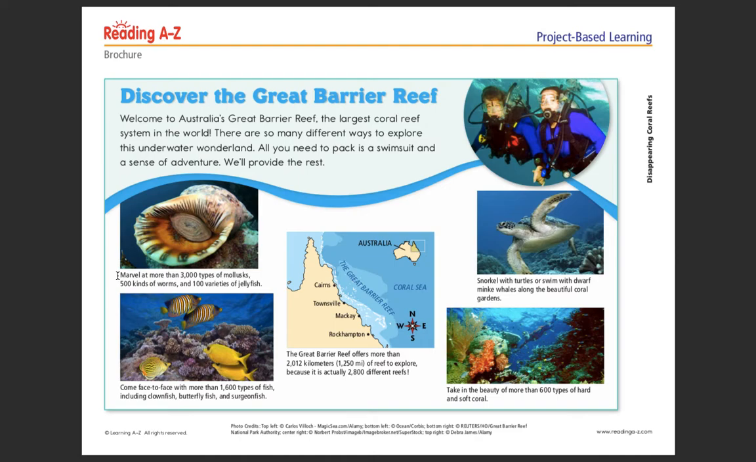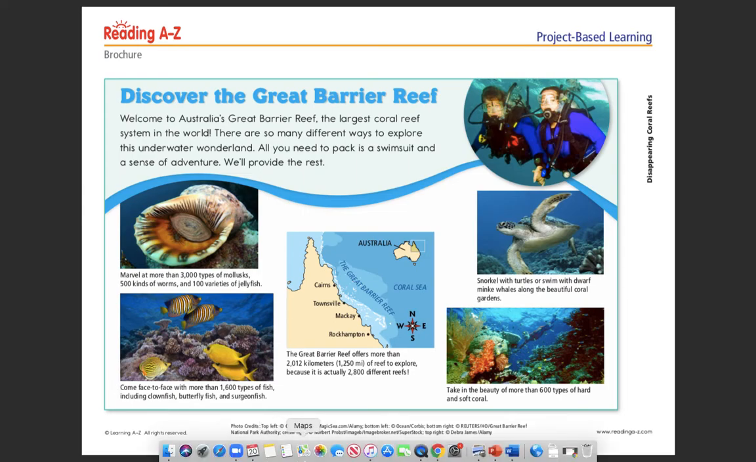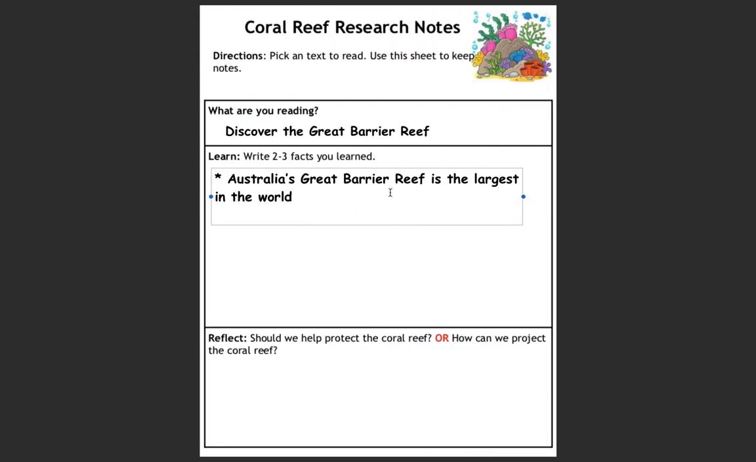Marvel at more than 3,000 types of mollusks, 500 kinds of worms, and 100 varieties of jellyfish. Wow, I didn't even know there was that many. Come face to face with more than 1,600 types of fish, including clownfish, butterfly fish, and surgeonfish. So I'm going to write that fact down because that's really interesting to me.